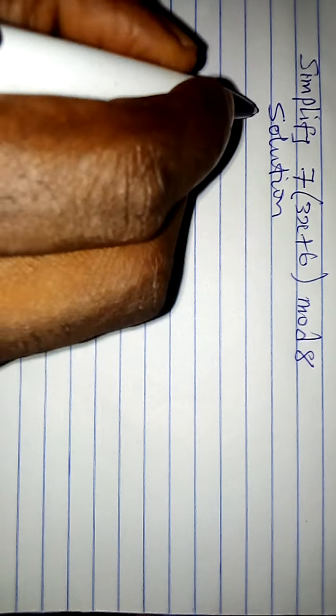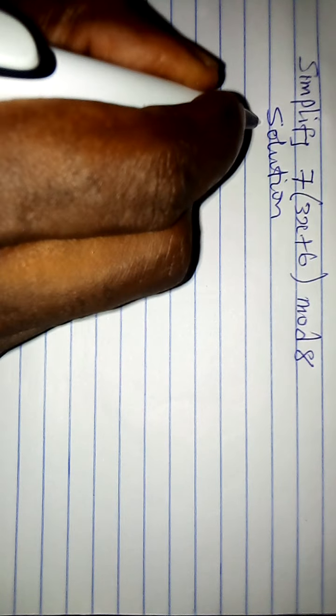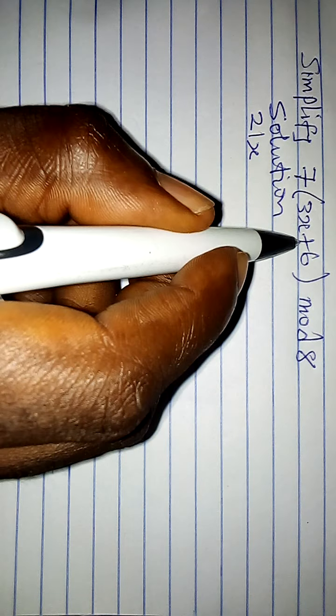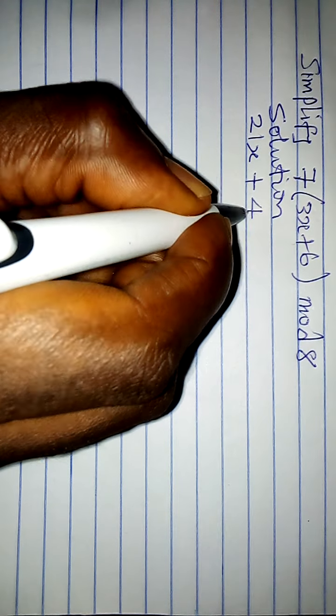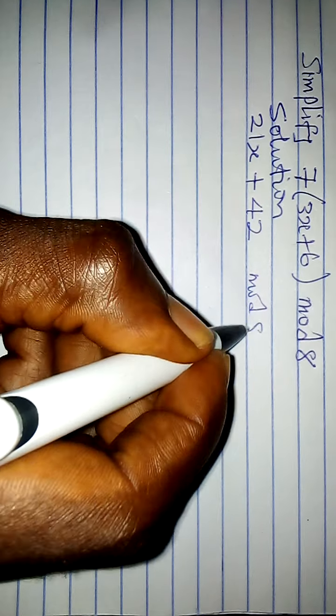Looking at the problem, we are to simplify 7 times (3x + 6) mod 8. So first thing we do is we open the bracket. If we open the bracket, 7 times 3x will give us 21x, and 7 times 6 is 42. All of this in mod 8.